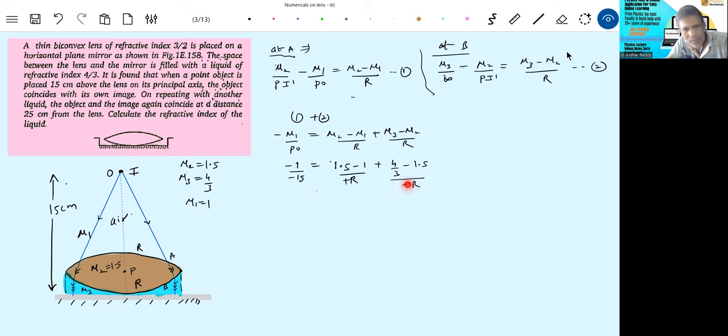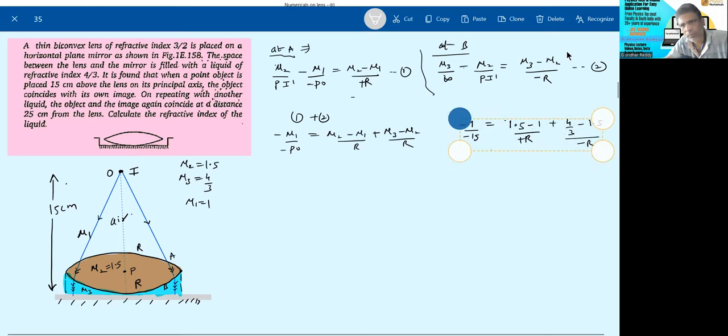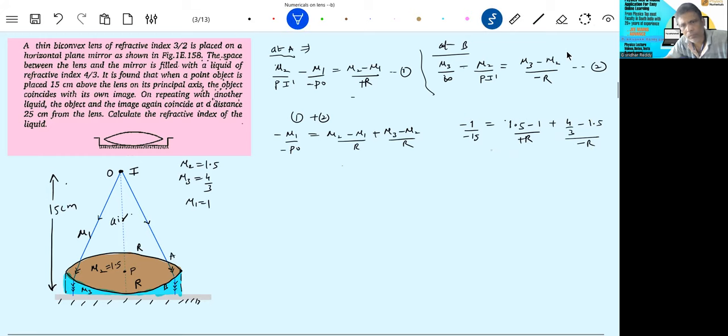Now why the negative sign? The radius of curvature, this is minus R. For here only, I'll write it up: minus u plus R. I think this would be a better idea. Solving this, we'll get the expression for R. I need the value of R: 10 centimeter.